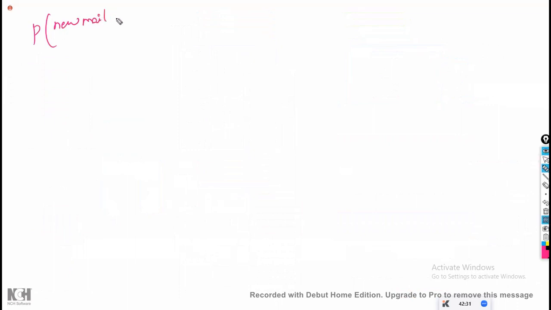Whatever the new mail is there, what is the probability of it being a ham? And the new mail being a spam? I have to calculate both probabilities separately, and whichever probability is high, I'm going to select that. Is that clear?